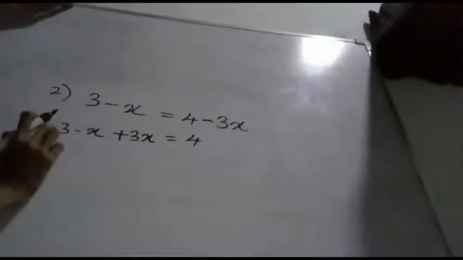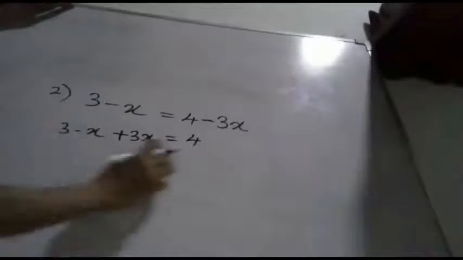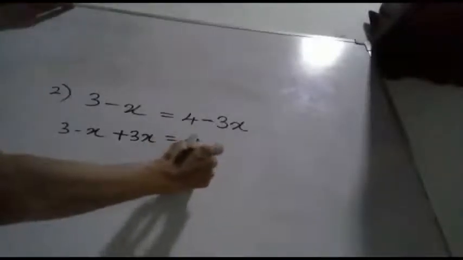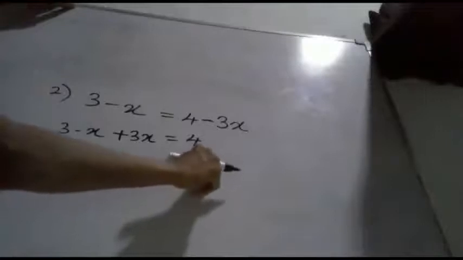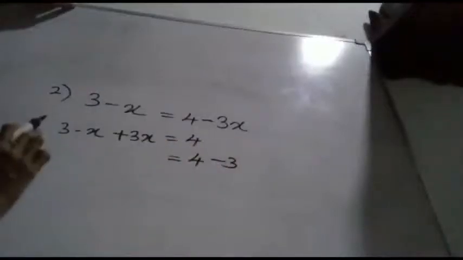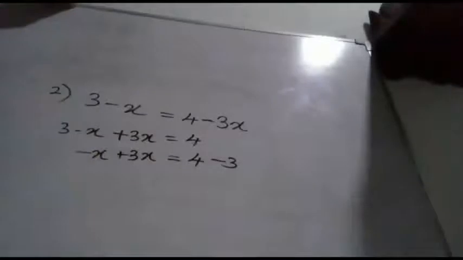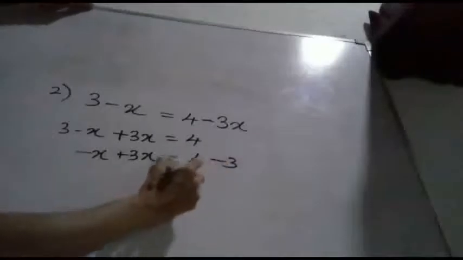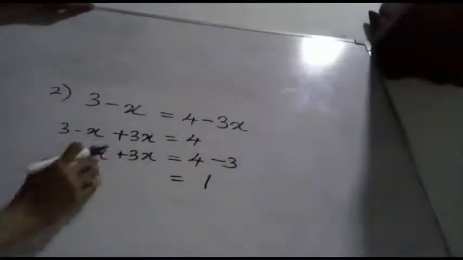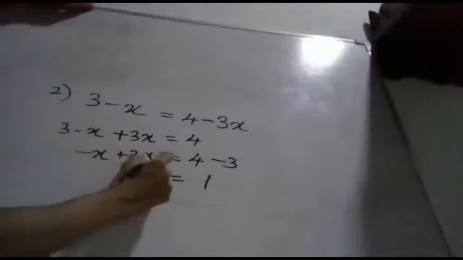Before that, this positive 3 is taken to the right hand side. It is changed to subtract 3. Plus 3 subtract 3. Then negative x plus 3x is equal to 4 subtract 3. 4 subtract 3 is equal to 1. Negative x plus 3x is equal to positive 2x.